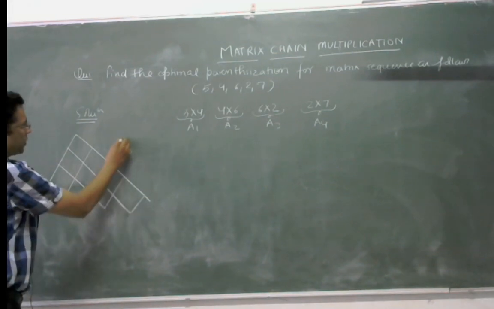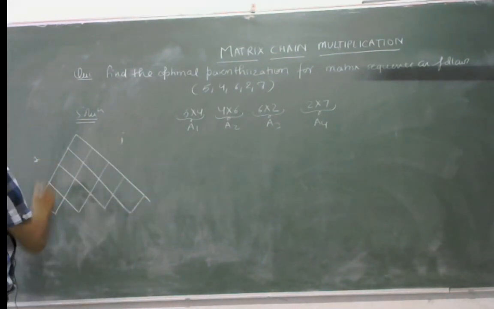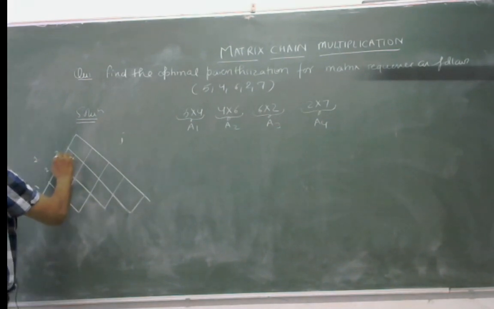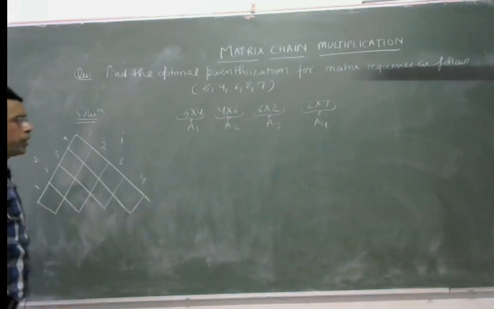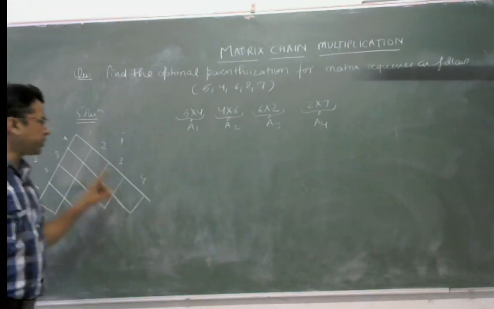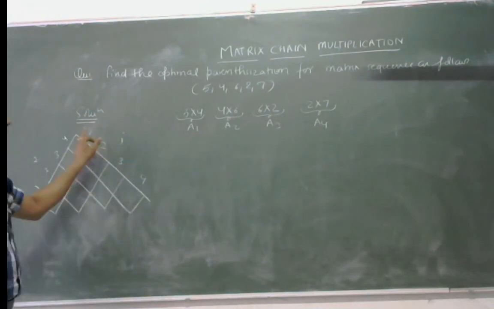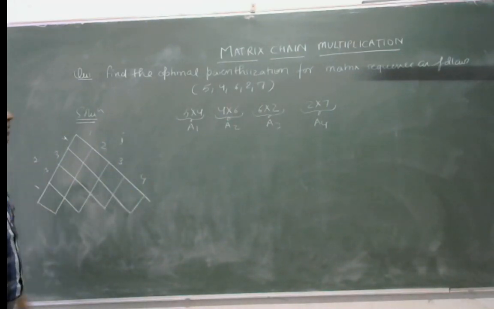In this matrix, this is the i variable, this is the j variable. Since there are 4 matrices, j will be 1, 2, 3, 4 and i will be 1, 2, 3, 4. I have initialized 2 variables, a matrix-like structure with 1, 2, 3, 4 on this side and 1, 2, 3, 4 on this side.